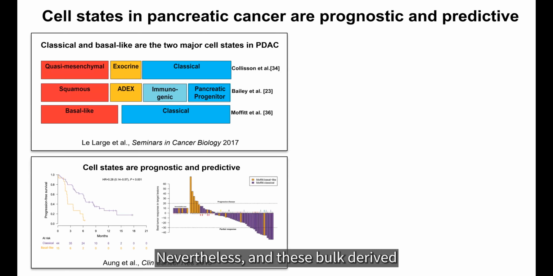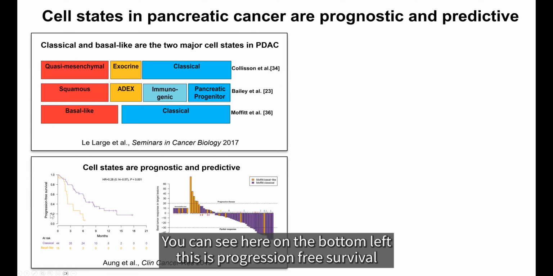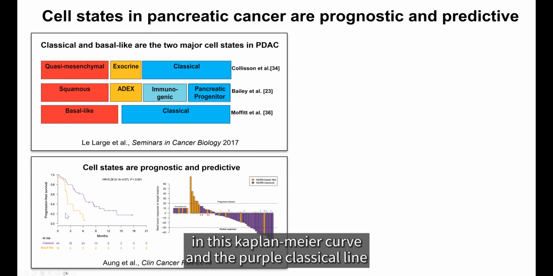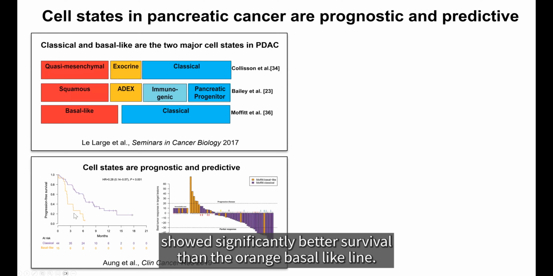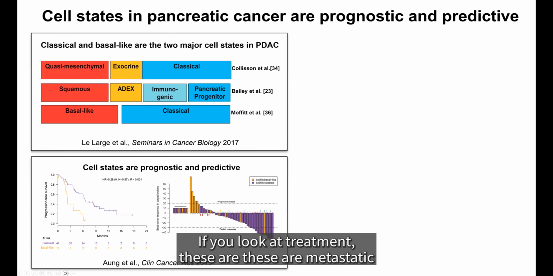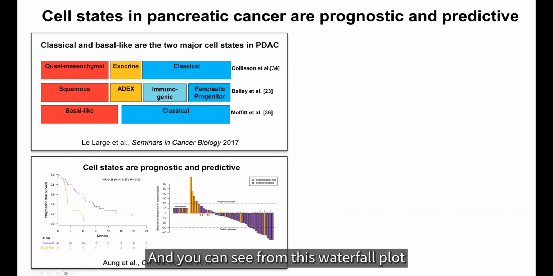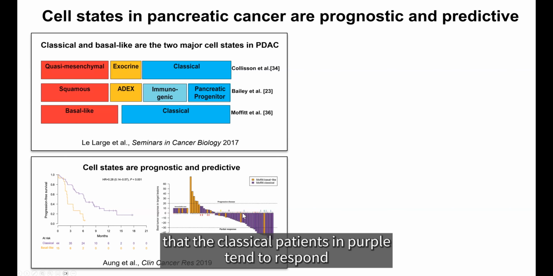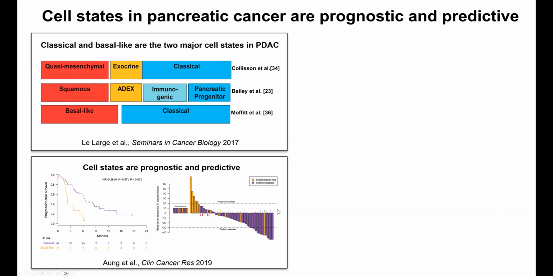Nevertheless, these bulk-derived cell states had some utility. They seem to be prognostic. You can see here on the bottom left, this is progression-free survival in this Kaplan-Meier curve. And the purple classical line shows significantly better survival than the orange basal-like line. If you look at treatment, these are metastatic pancreatic cancer patients receiving multi-agent chemotherapy. And you can see from this waterfall plot that the classical patients in purple tend to respond better to multi-agent chemotherapy than the orange basal patients.